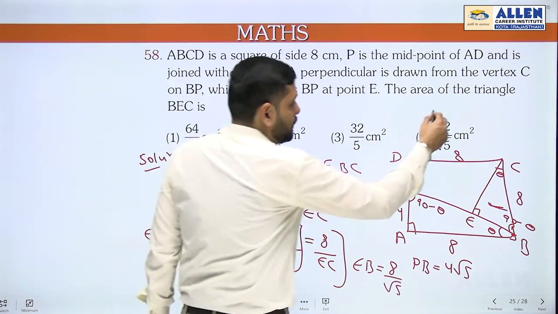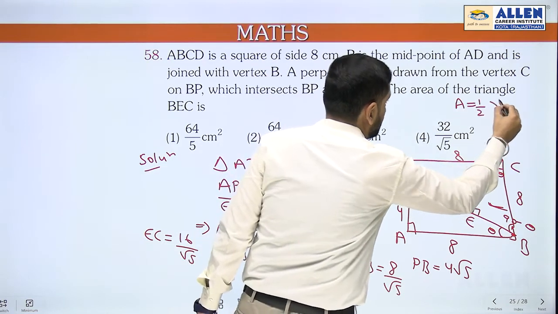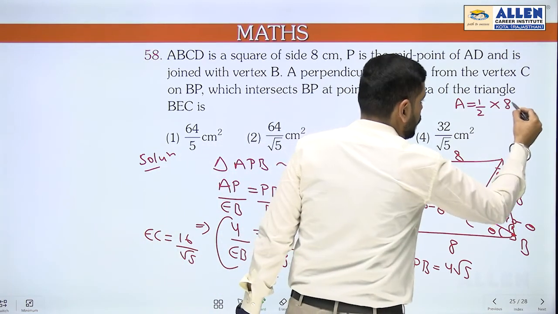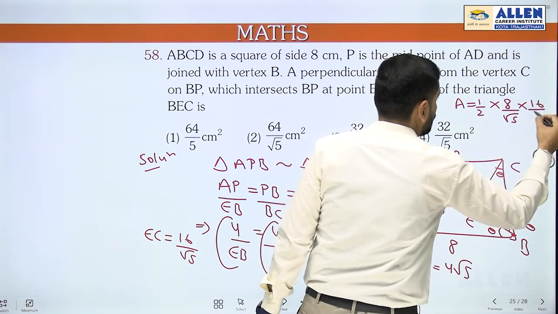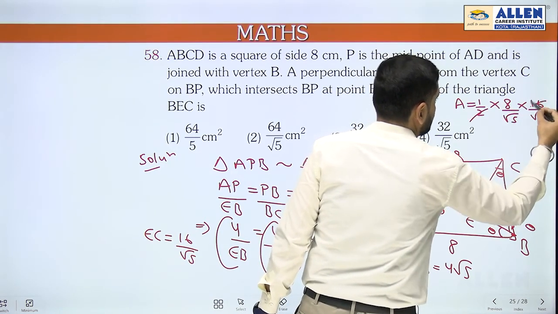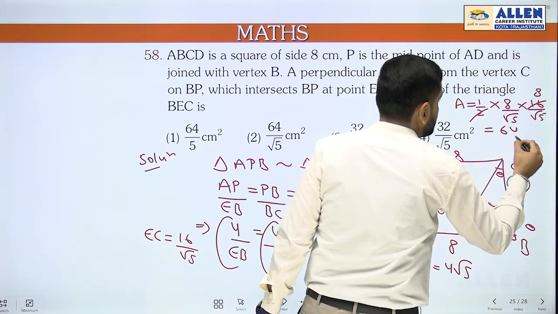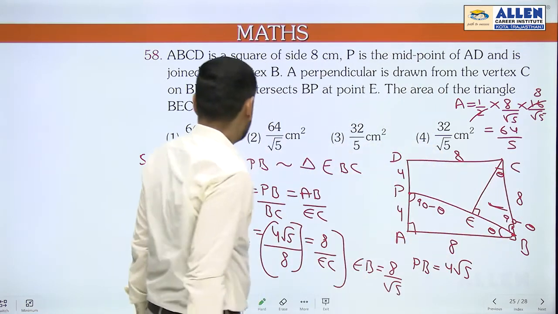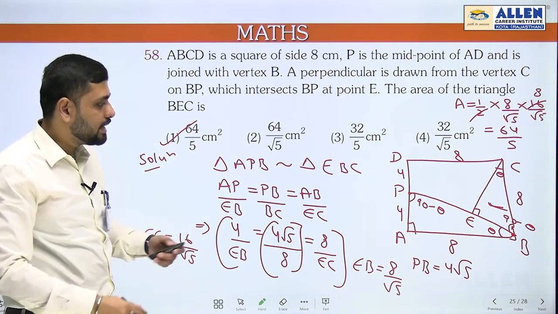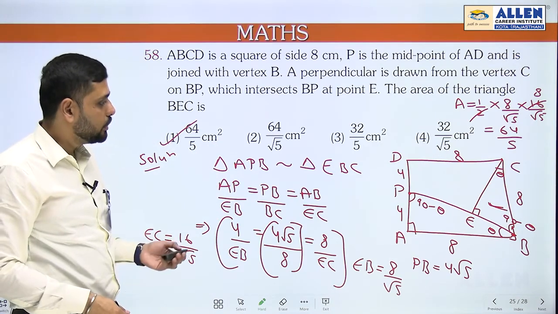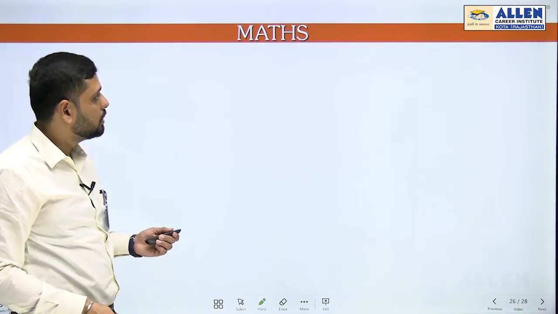So now the area will be what? Area will be half base into height. Base is 8 upon root 5 into height is 16 upon root 5. This will get cancelled, so we will get 64 upon 5. This will be our area, 64 upon 5, first option. So in this way we can solve it. Again, a very easy question. You can note it down. We will move on to the next question.